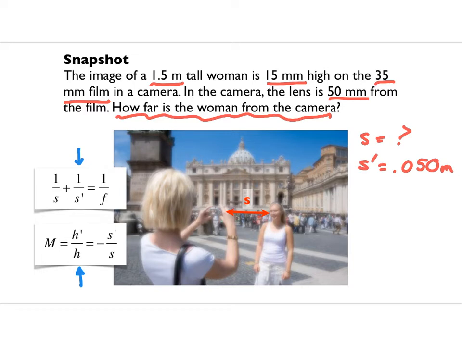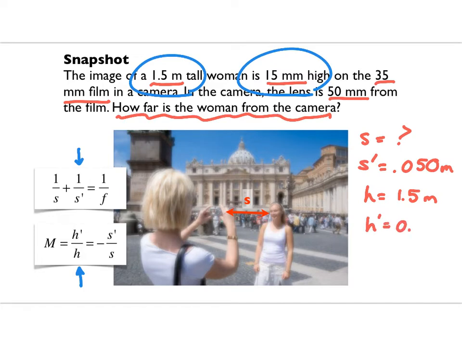I'm also given some numbers here. I'm given how high the woman is, how tall she is, and how tall her image is. Those are my H and H prime values. H is equal to 1.5 meters. That's her height. H prime, that's the height of the image. That's 15 millimeters, so 0.015 meters. Now what I want you to do next is to think about how do we proceed from here. We've got two basic relationships. Which one do I want to start with?